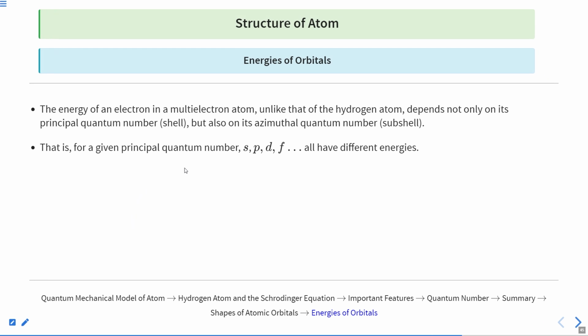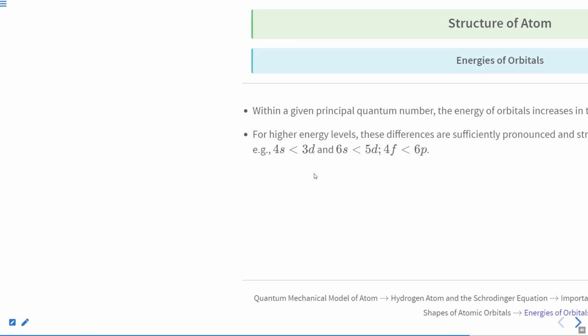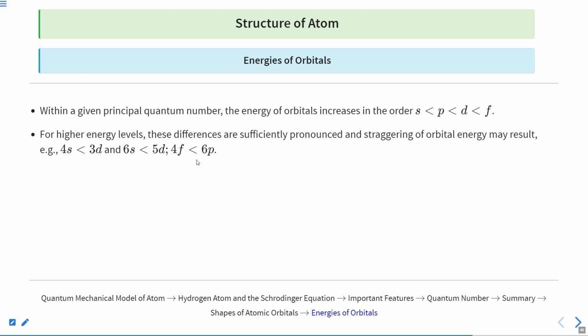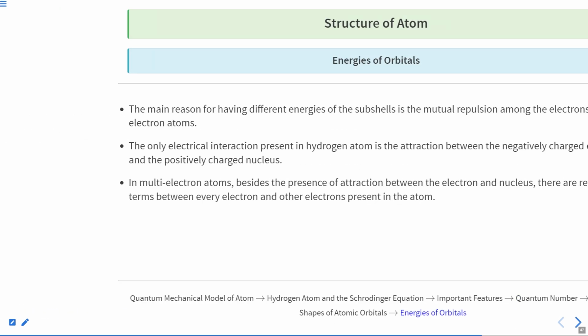So this was all for today's class. We have seen the energies and all. I have given you the order by n plus l. If you talk about a given principal quantum number, this is the order: s, p, d, f. For example, if you are talking about the third shell, then 3s will have the least energy, then 3p, then 3d, and then 3f. If I'm talking about a given shell, then this is the order. But if you have multiple shell contributions, then you have to take the n plus l value.